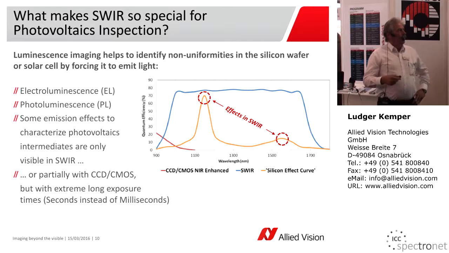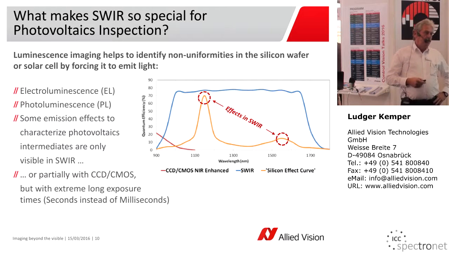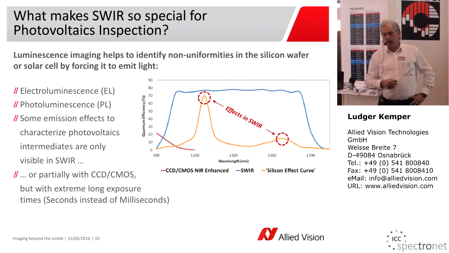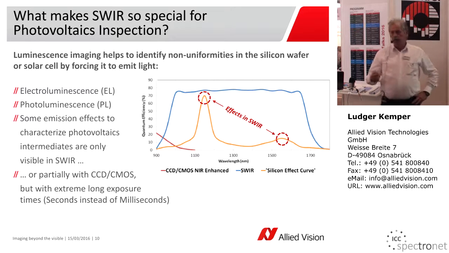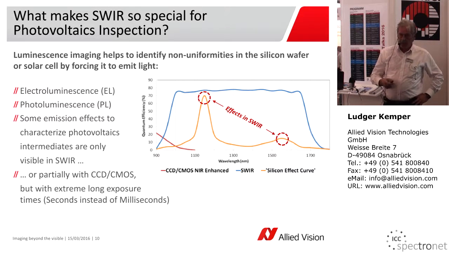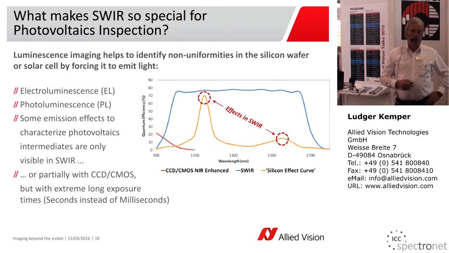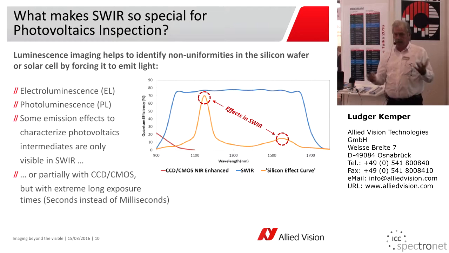So you can identify non-uniformities in the silicon wafer or in the solar cell by forcing it to emit light. There are two different methods. You can use the electroluminescence method, where you put voltage on the wafer, so that the wafer emits light in the SWIR range. And on the other hand, you can use the photoluminescence method, where you put light on it with a laser, for example, 800 nanometer lasers, and then the silicon also emits in the SWIR range.